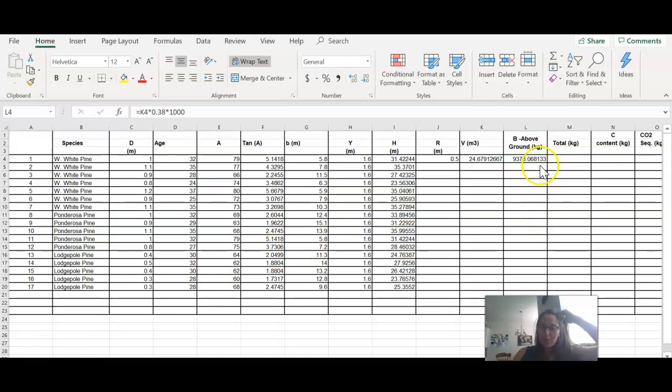All right, so as you are doing this, you can't simply use the dragging down function, because the specific gravity is different for each type of tree. So you can do it for all the western white pine trees, but then once you get to the ponderosa pine, the specific gravity number is going to change. And then once you get to the lodgepole pine, same thing. So be mindful of that when you're doing it. Okay, so let's get down to the next one.